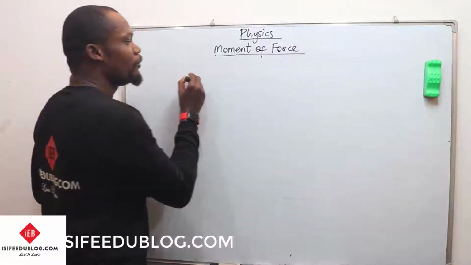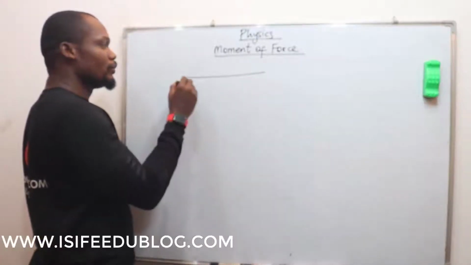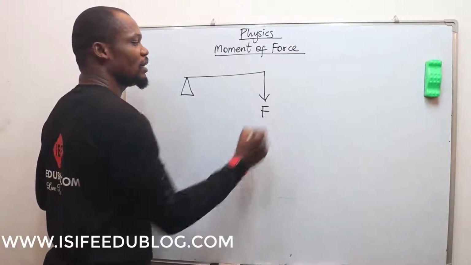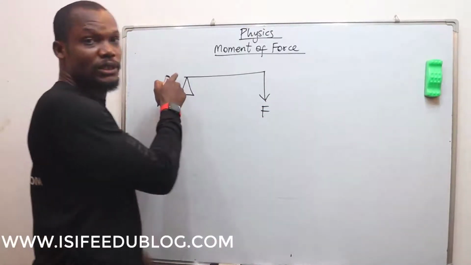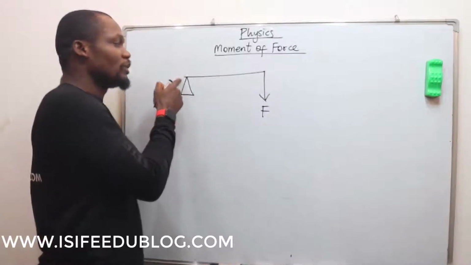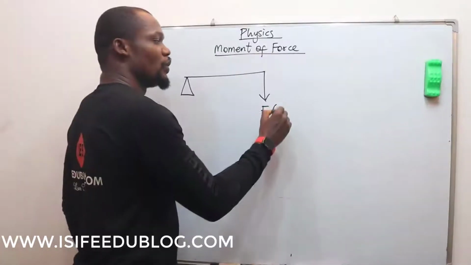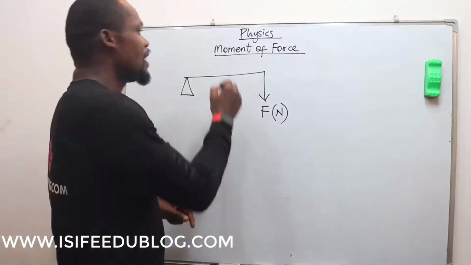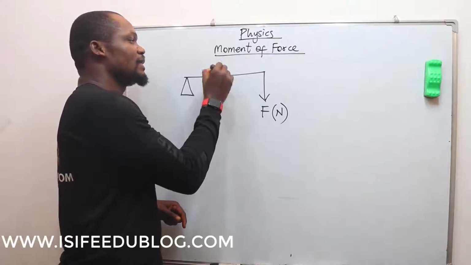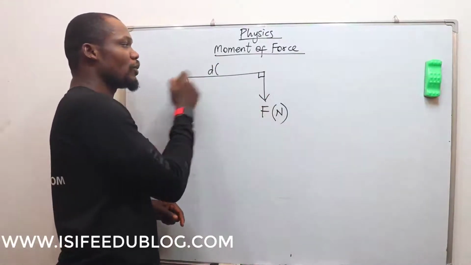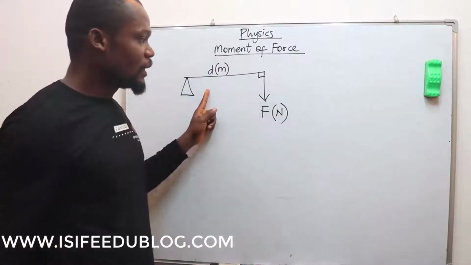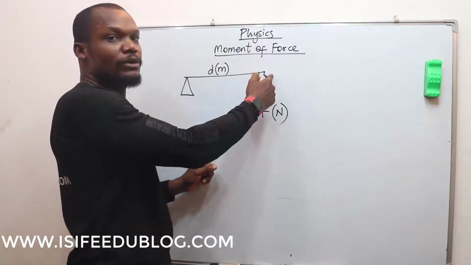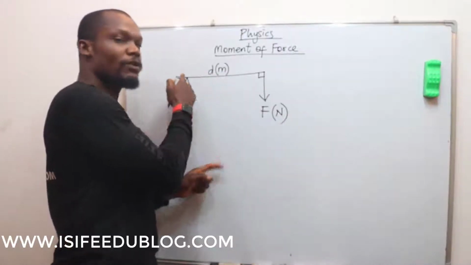Hence, for example, let's assume we have a meter rule and a pivot here, and we have only one force, F, about this turning point. The point of the pivot is called the turning point or the fulcrum. We know the unit of force is Newton, and let's take that it has a perpendicular distance from the turning point of D. Hence, this force is acting downwards on this meter rule at a distance of D from its turning point.